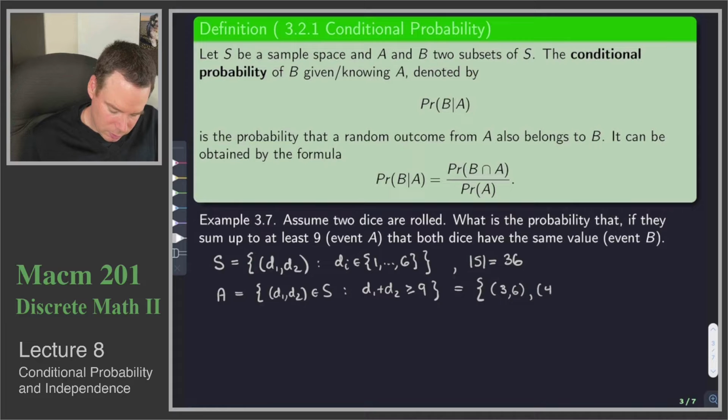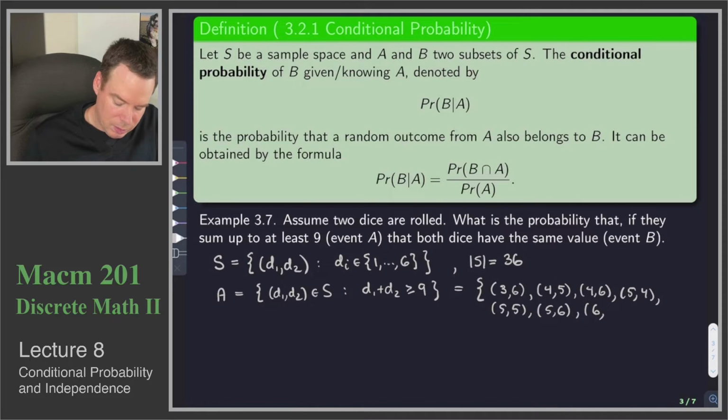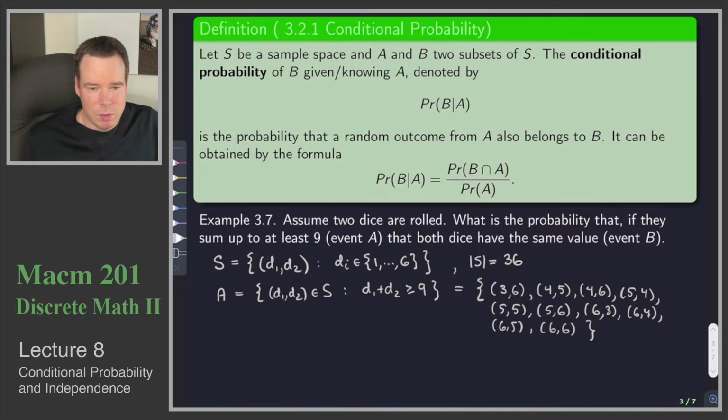And that's the biggest number it'll have. So then what's next? Well, our first die could be a 4. And if it's a 4, then the other one could be a 5 or a 6. Or the first die could be a 5, and the other one could be a 4, or a 5, or a 6. Or our first die could be a 6, in which case the second die could be a 3, a 4, a 5, or a 6. And those are all the possibilities we have for the sum of two dice to be at least 9.